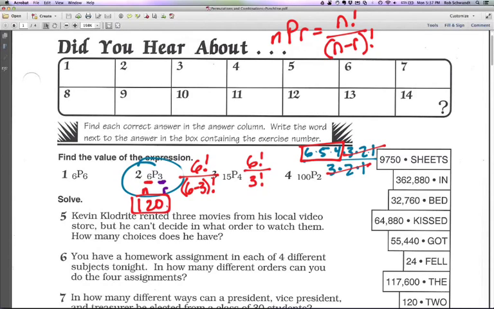Okay? So that would also work for 15 permutation 4. Instead of doing 15 times 14 times 13 times 12 times 11 times 10, 9, 8, 7, 6, 5, which is a long number, you can actually just do 15 times 14 times 13 times 12, because you only have to pick 4 of those numbers. You only want 4 of those 15. So, anyway, just a way to look at it there. That's how you do permutations long form.